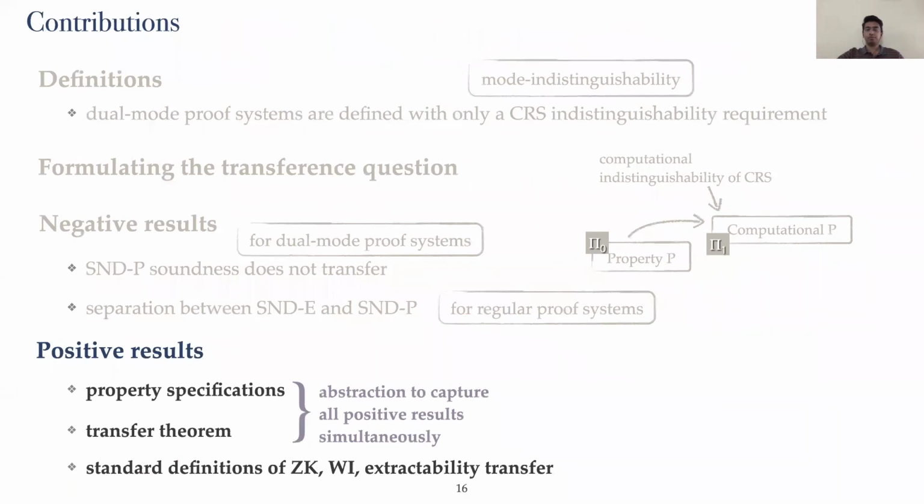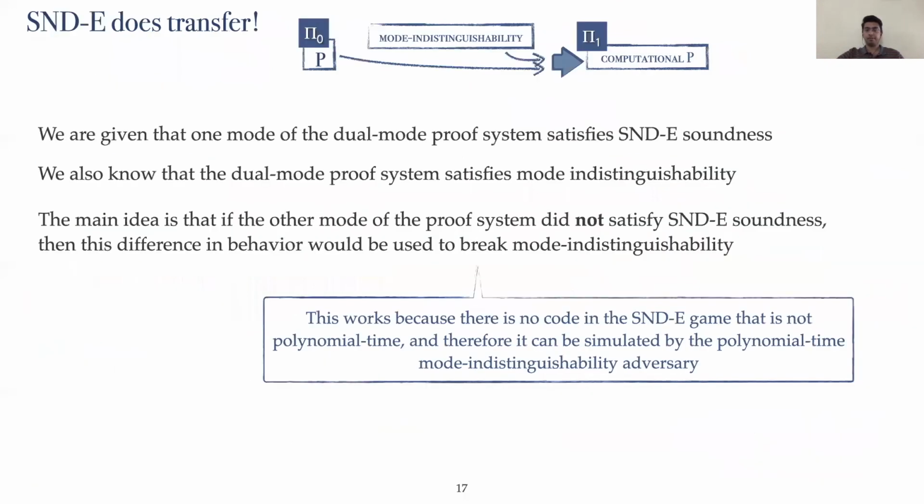We turn now to positive results. First, we want to show that SNDE transfers. So here we are given that one mode of the dual mode proof system satisfies SNDE soundness, and we also know that the dual mode system satisfies mode indistinguishability. If it was the case that the other mode did not satisfy SNDE soundness, this could be used as a distinguishing test for mode indistinguishability.